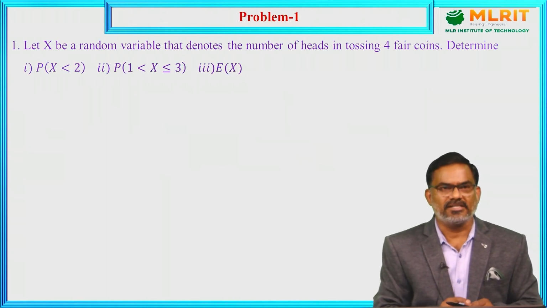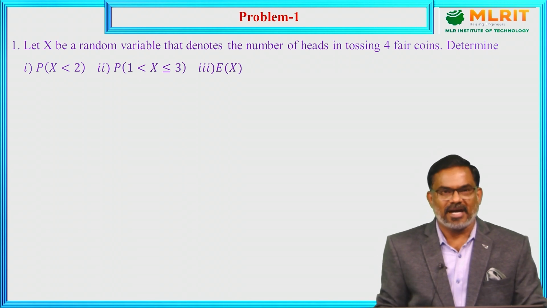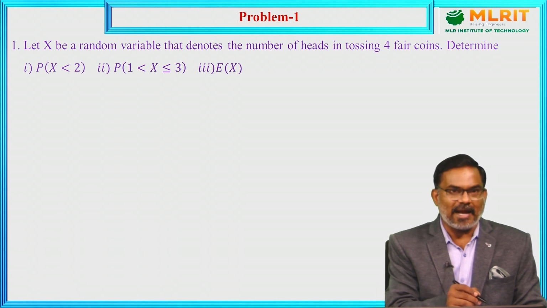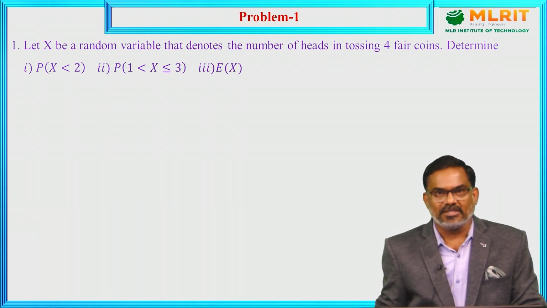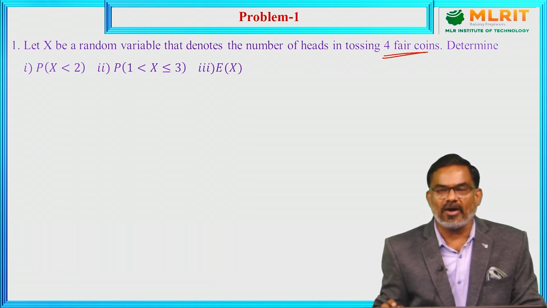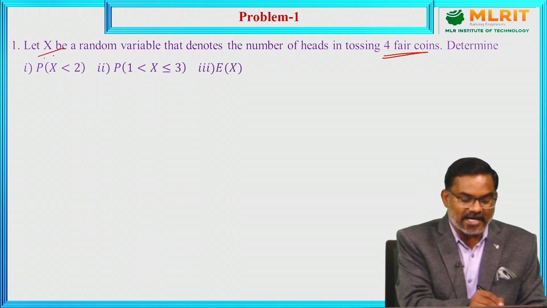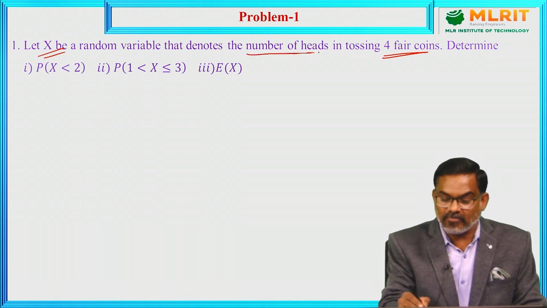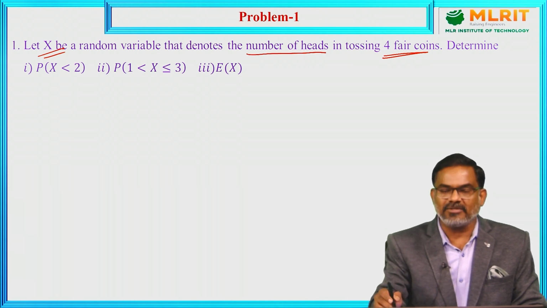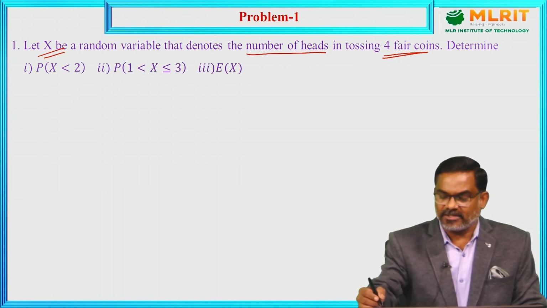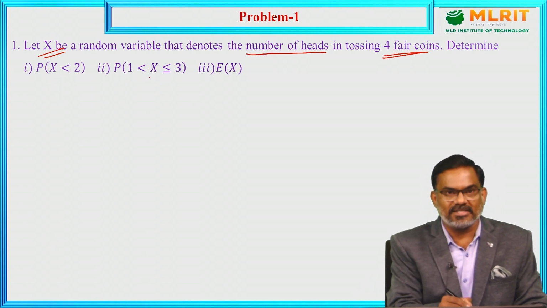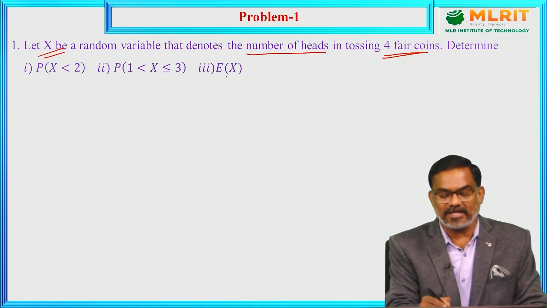Now, let us discuss some problems on these random variables and probability distributions. Now, the first one: let capital X be a random variable that denotes the number of heads in tossing 4 coins. So, here 4 coins are tossed and capital X is a random variable that denotes the number of heads. Now, the question is to determine probability of x less than 2, probability of 1 less than x less than or equal to 3, and expectation of x.